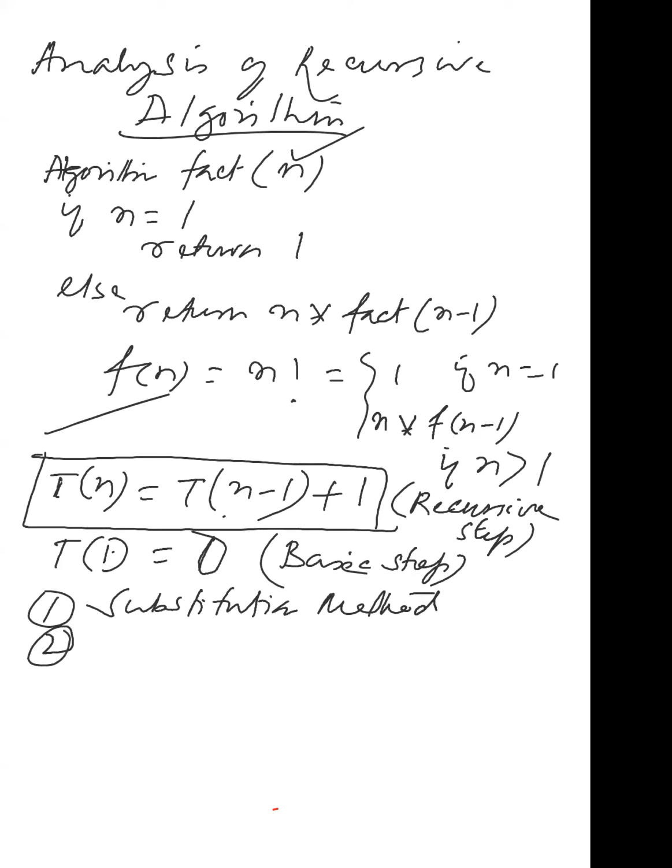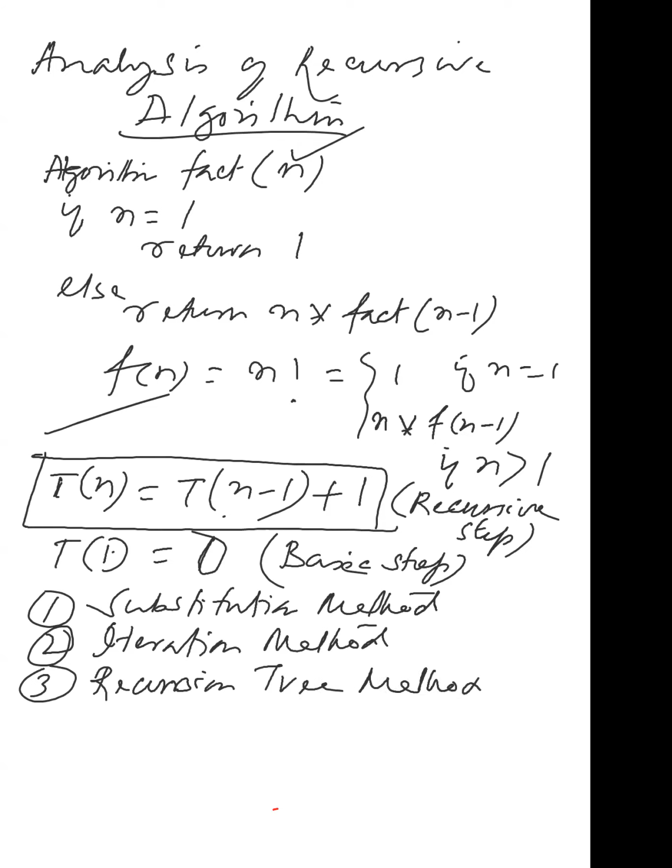Second one is your iteration method. Third one is your recursion tree method. And the fourth one is the master method. So by using any of the methods, you can solve the recurrence.